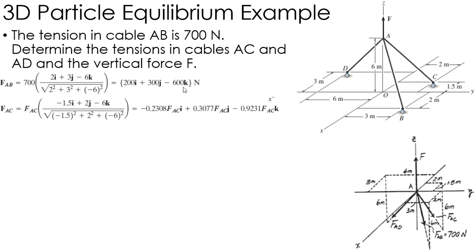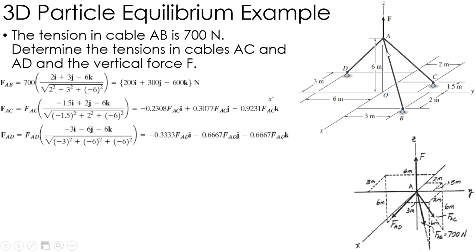Now I have to write AC and AD, and these are unknown. So instead of 700, I use an unknown force FAC times the position vector over its magnitude. Going from A to C, I go -1.5 in the x direction, 2 in the j direction, and -6 down in the z direction. So -1.5, 2, -6 gives me this force vector. Again, FAC is unknown, so I just have these constants times FAC.